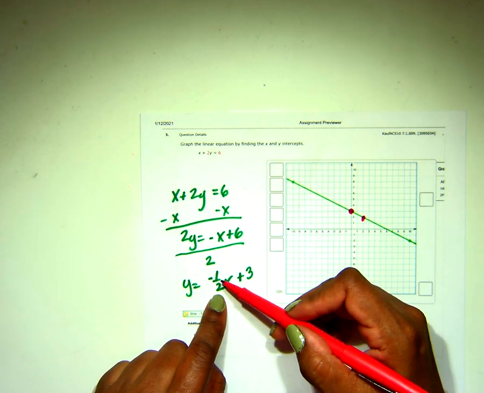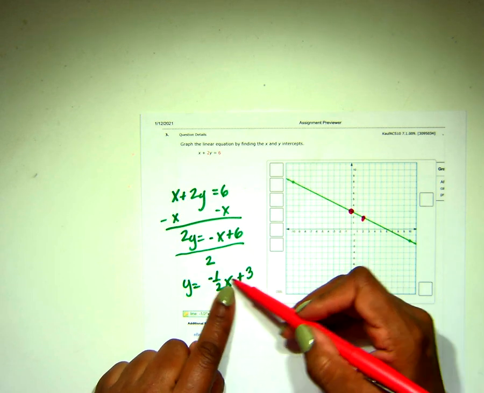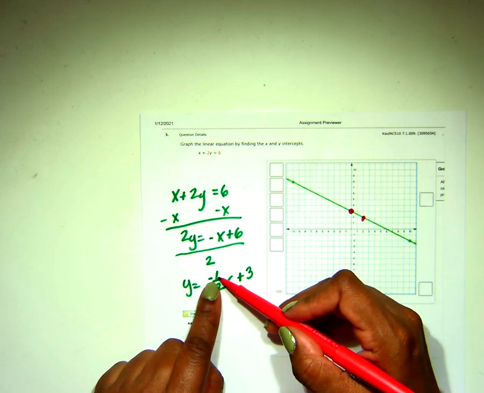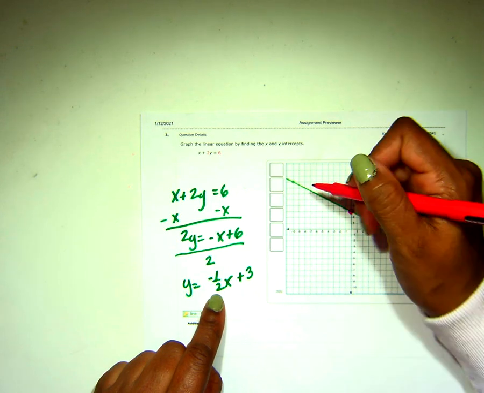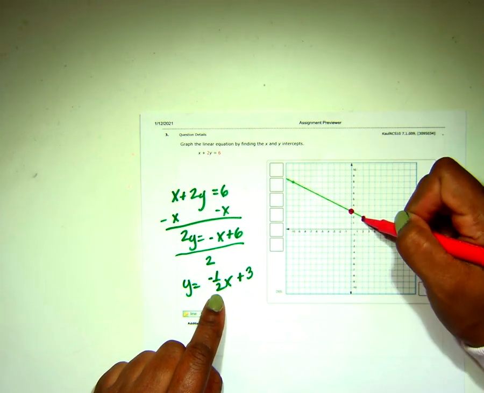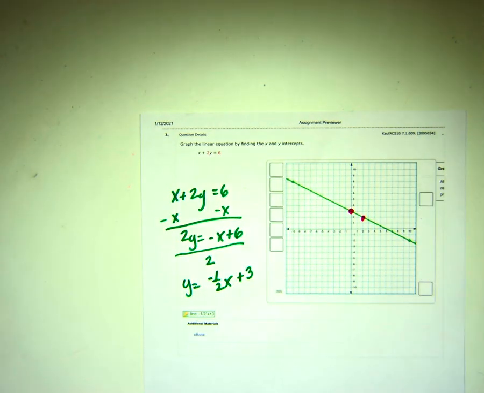So look at this. From that 3, I'm going to go down 1 because it's a negative 1. And always go right. Then I connect my dots with a full line. You have now officially graphed that. So what we did, we converted it from standard form to slope-intercept form. Here we go with another one.